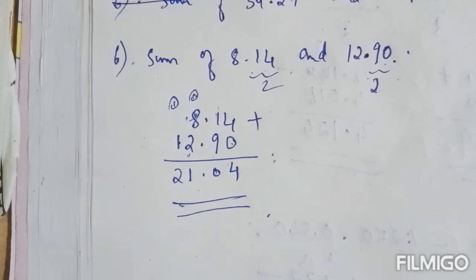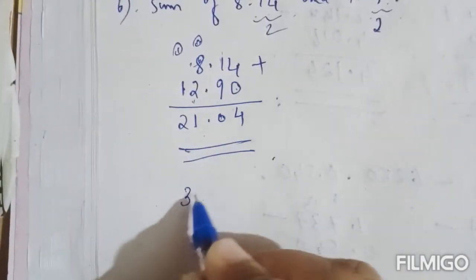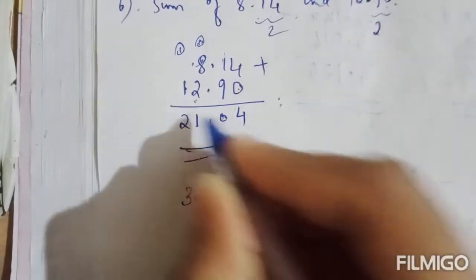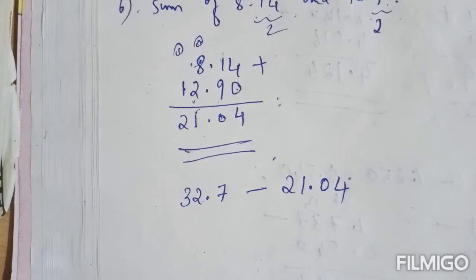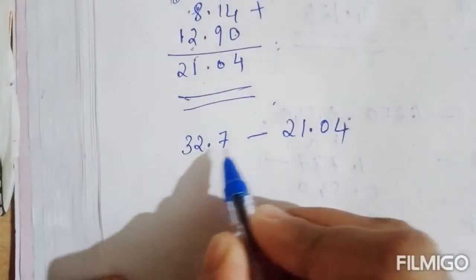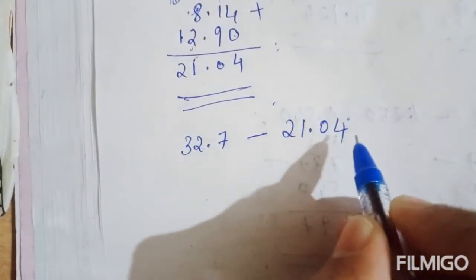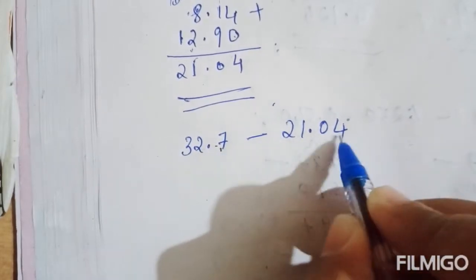Okay, so from 32.7 you have to subtract this sum, 21.04. So in this way you can write 32.7 minus 21.04. Here only 1 decimal place, here 2, so you can make this 2.